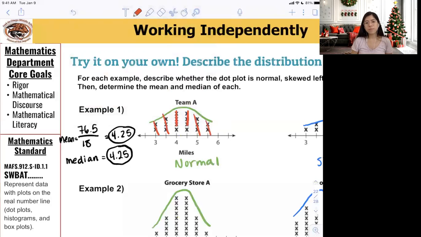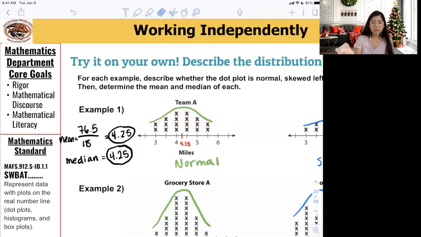Before I got 4.3 because 4 and 4.5 are in the middle, but 4.3 is close to the middle, while 4.25 is exactly the middle between 4 and 4.5. So we add 4 plus 4.5 and divide it by 2? Exactly. Yeah. Exactly.